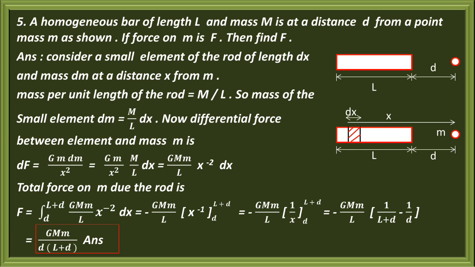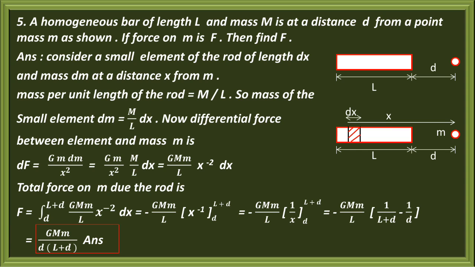Since the mass per unit length of the rod is M by L, the mass of the small element dm can be written as M by L dx. Now the differential force between the element and mass m is given by dF equal to G m dm by x square. Replacing dm, we get dF equal to G M m by L into x to the power minus 2 dx.